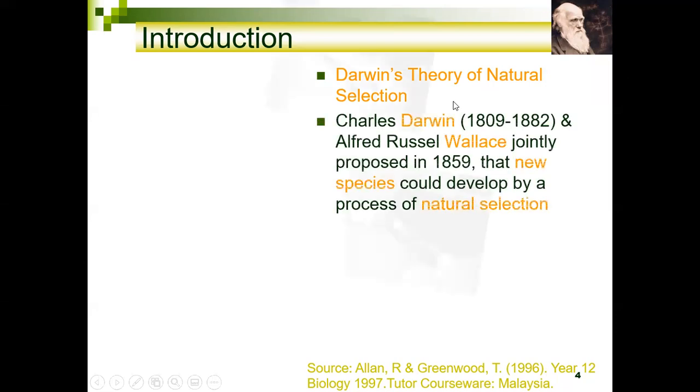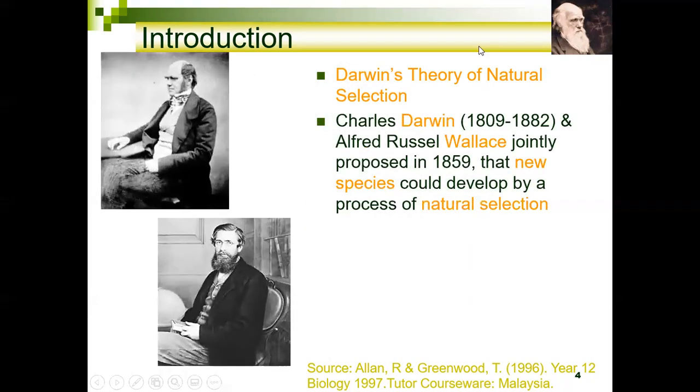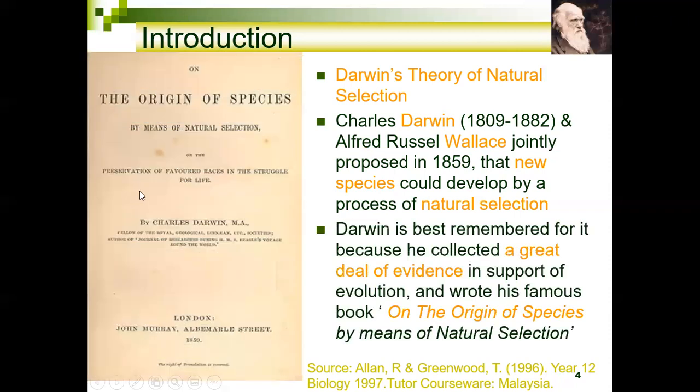So what is the theory of natural selection? This is Charles Darwin. Charles Darwin and another scientist, Wallace, jointly proposed in 1859 that new species could develop by the process of natural selection. That's why from one cell on Earth can evolve into so many different kinds of organisms. It's because of natural selection. Why is Charles Darwin more famous than Wallace? Because he collected a lot of data and presented it in a book called The Origin of Species by Means of Natural Selection.